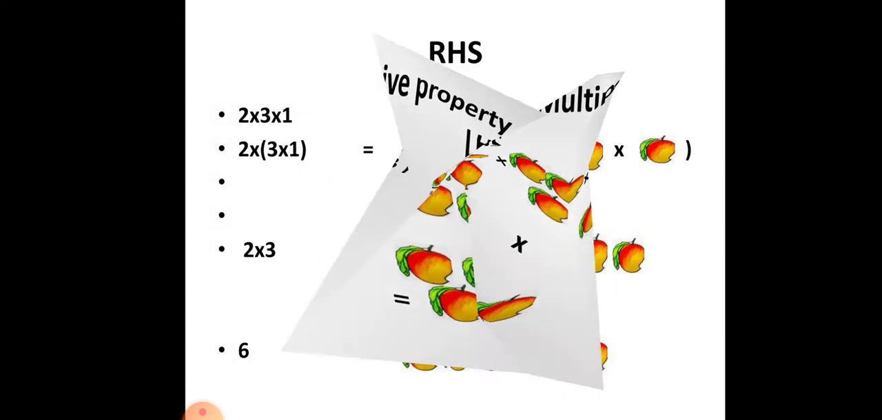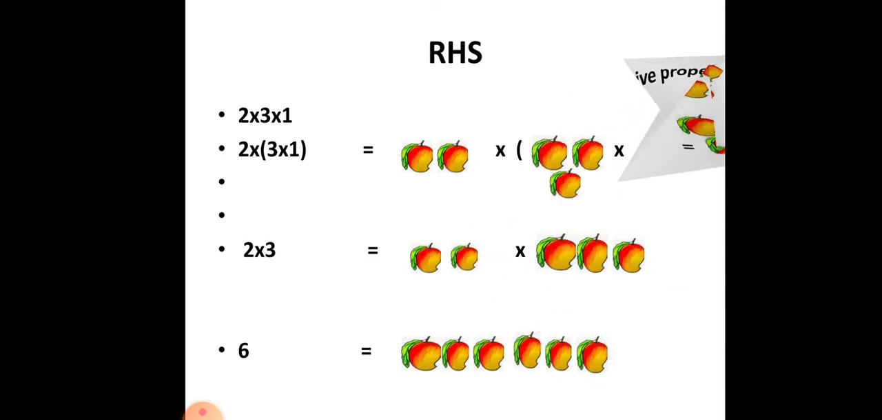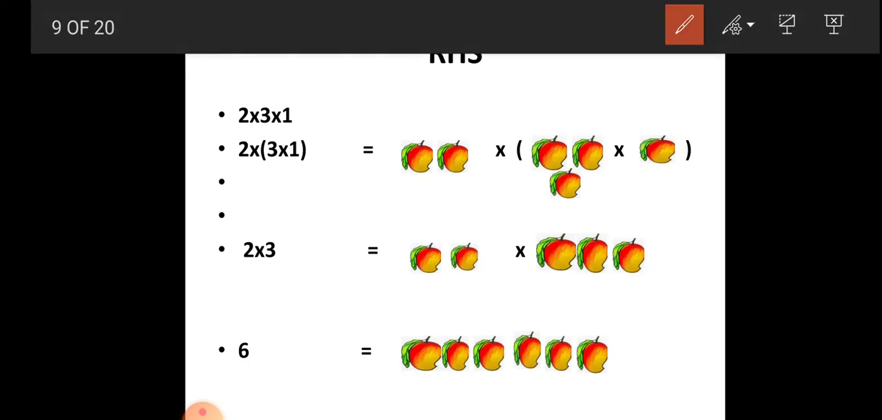Now on the right hand side, we change the combination. Now we can group the second and third number in a bracket. 2 multiplied by, in bracket, 3 multiplied by 1, meaning 3 mangoes multiplied by 1 mango. We solve the bracket first. 3 ones are 3. Then 2 multiplied by 3, 6.